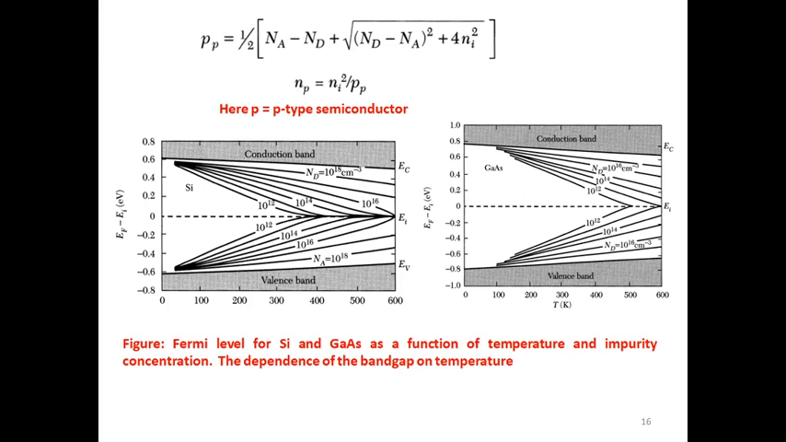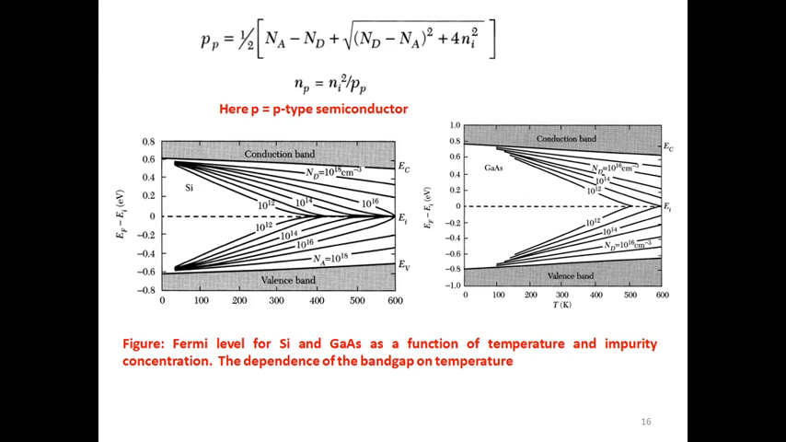Whatever we studied about n_p and n_n, we can now show in terms of pure semiconductors, silicon and gallium arsenide, how the Fermi level in the semiconductor is a function of temperature and impurity concentration. In the left-hand figure, for silicon, it shows how the Fermi level changes according to the temperature and donor concentration, that is, the impurity concentration.